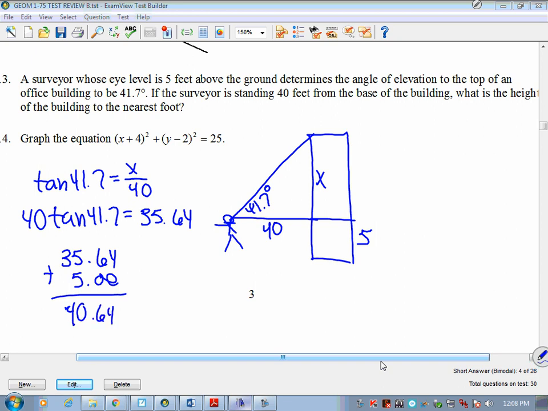40.64. They want it to the nearest foot, so what am I going to write? 41 feet tall. Okay, 41 feet. Does that make sense? Don't forget to add 5 feet onto that, because I guarantee you there'll probably be something that says 36. So you need to know your trig functions.